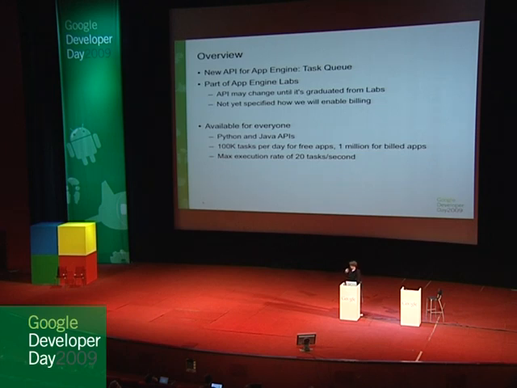But today, the API is available for free as part of your App Engine apps for everyone. We have Python and Java APIs. We did not have a Java API at launch; we do have one now. They work very similarly, so what you learn here will work in both. For free applications, we allow 100,000 tasks per day, and for billed apps, we allow 1 million. And for both, there's a maximum execution rate of 20 tasks per second, and that's only because of the Labs period. We plan to raise it much higher than 20 in the future.